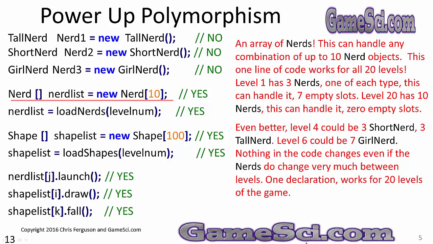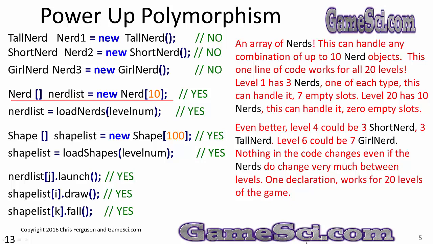This can handle any combination of 10 nerd objects. I'm going to say nerd array nerdList equals new nerd[10]. This one line of code works for all 20 levels. Level 1 has 3 nerds, one of each type. This array can handle it. 7 empty slots, but this array can handle it.